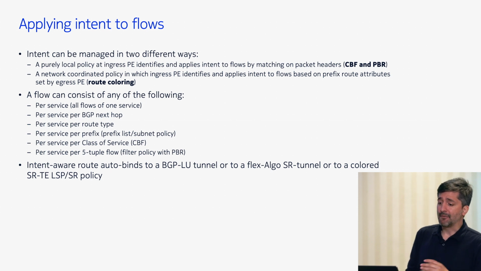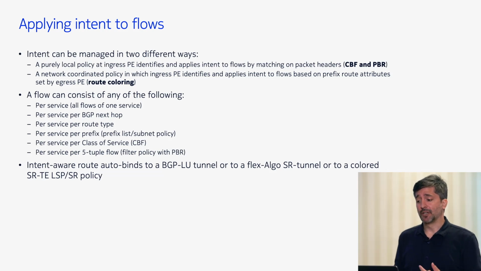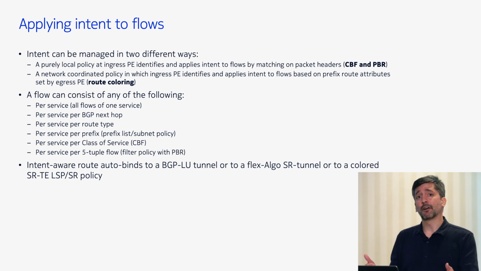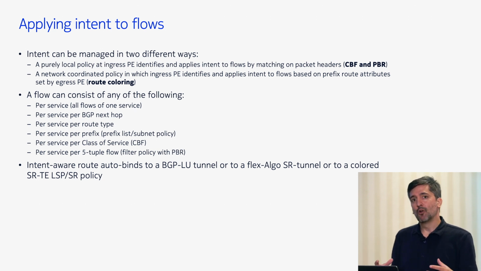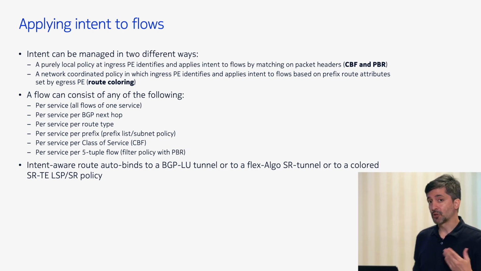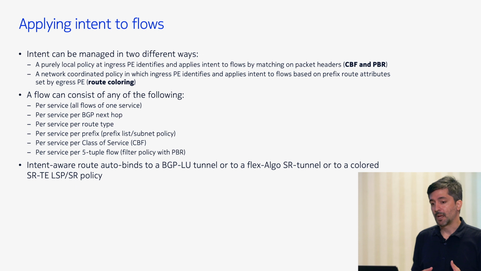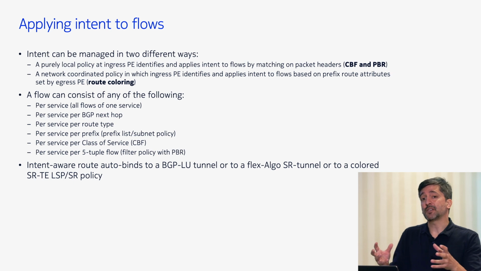Then we have how to apply intent to flows. In this case, it can be done in two ways. One of those two ways is using CLI or using PBR, which is basically local policy configured in a specific ingress node. Or we can also have a network coordinated policy in which ingress PEs are going to tag or signal the intent in service routes, as we mentioned before, with a color, and the color is going to be used to map those flows to the specific intents or the specific LSPs used in this demo.